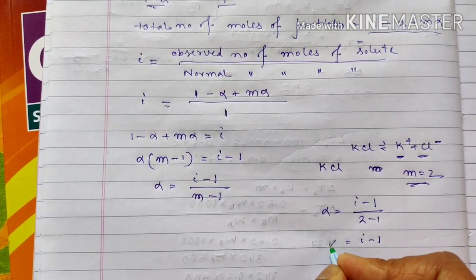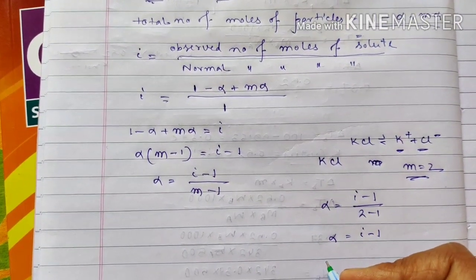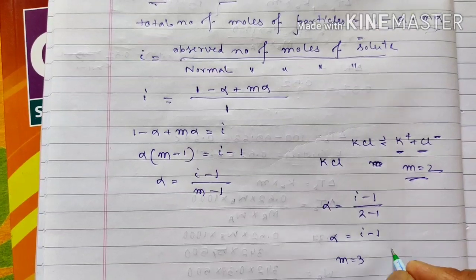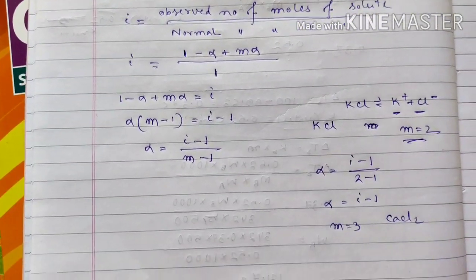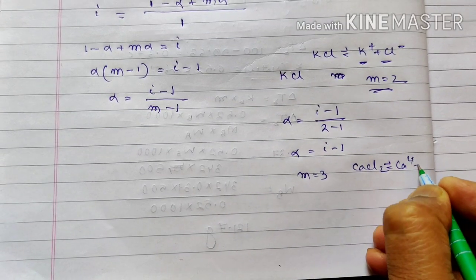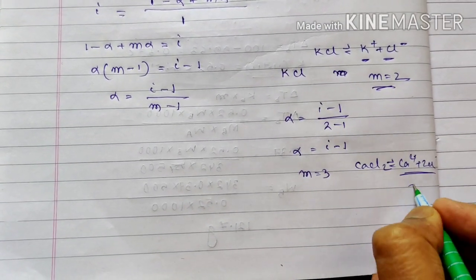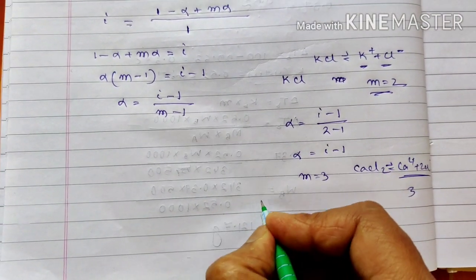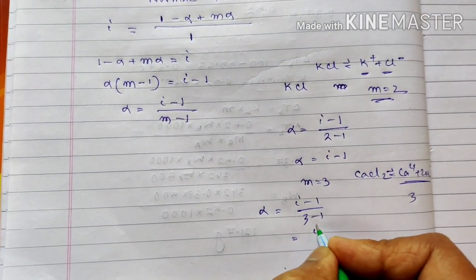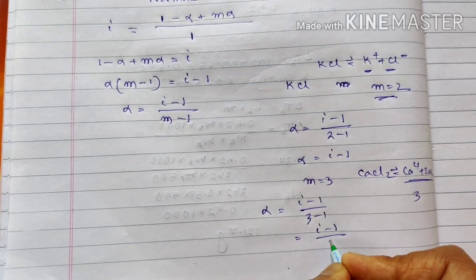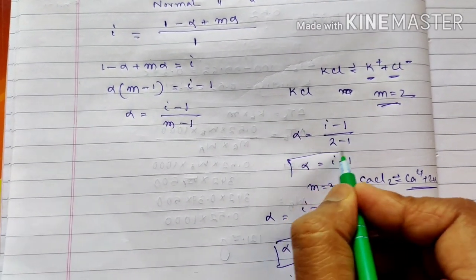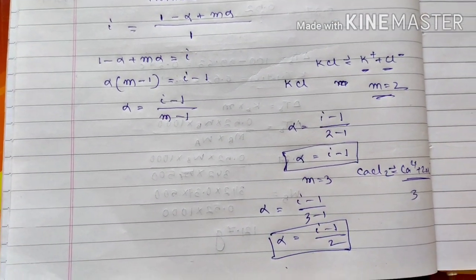i minus 1 only. And in the case of m equal to 3, like the case of CaCl2, that is Ca2 plus and 2 Cl minus, here there are 3 particles. So in that case, alpha is equal to i minus 1 over 3 minus 1, so it should be i minus 1 by 2. So these formulas we can utilize depending on the situation.